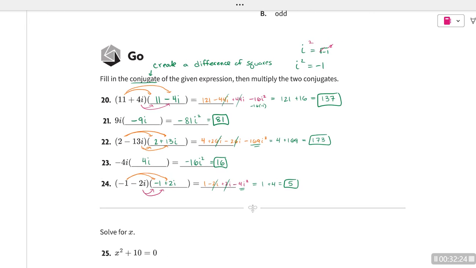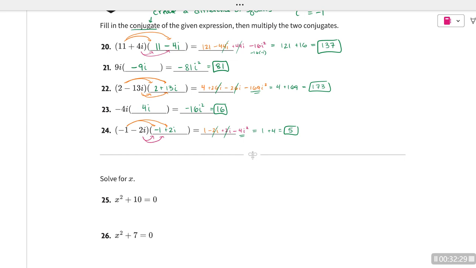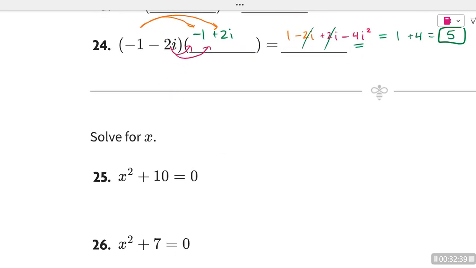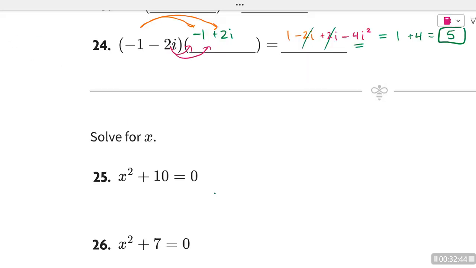Okay, question 25 asks us to solve for x. Okay, so let's think about this one. We have x squared plus 10 equals 0. So this is a quadratic, but it's only two terms, right? There's no x term. There's no linear term here. Oops, sorry, I moved the whole screen. So we can go ahead and isolate x squared. So I'm going to move this positive 10 over to the other side. So I'm going to get x squared equals negative 10.